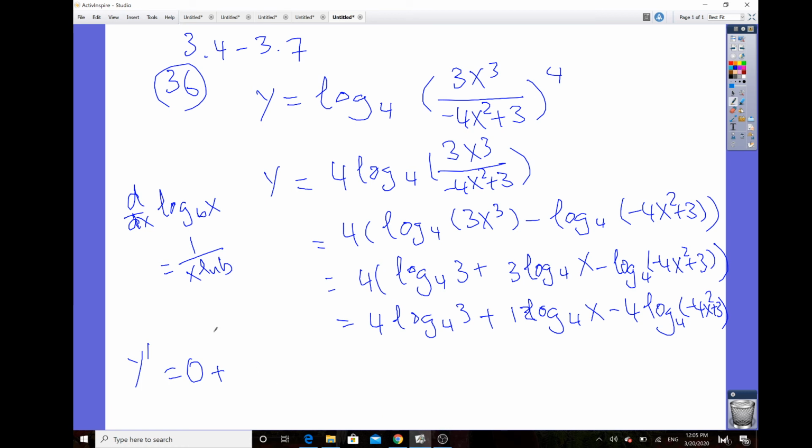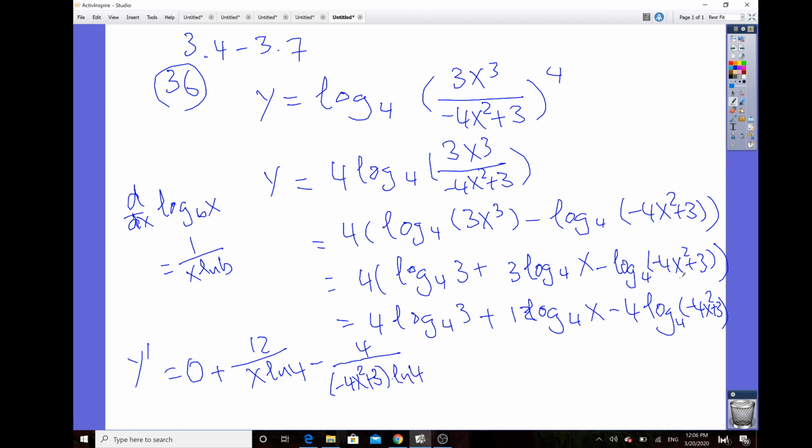Okay, so this one would be considered 12 over x and then times natural log of 4. And then what about for this part right here? Again, the coefficient, we just want to put that on the top. So 4 over the quantity, 1 over this whole quantity. So let's put in parentheses, negative 4x squared plus 3. And then times natural log of 4.